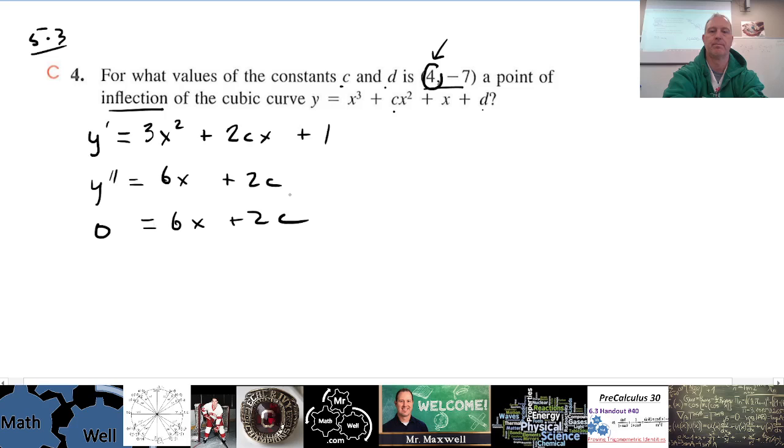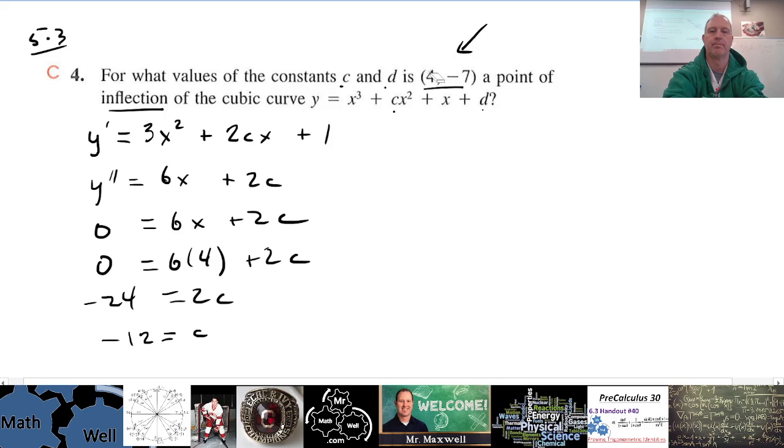Was there a hand up that I saw out of my periphery? No? Okay. So let's try that. So 6 times 4 plus 2c. So that would be negative 24 equals 2c, or c equals negative 12. Okay, so if c equals negative 12, then we know that 4, negative 7 is on the graph. Wait, why would it be negative? Because this is 24, and I put it over here to negative 24. Oh. Yeah. So, no question? Okay.